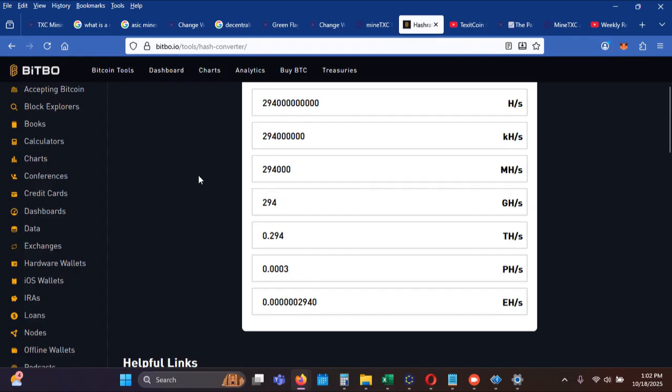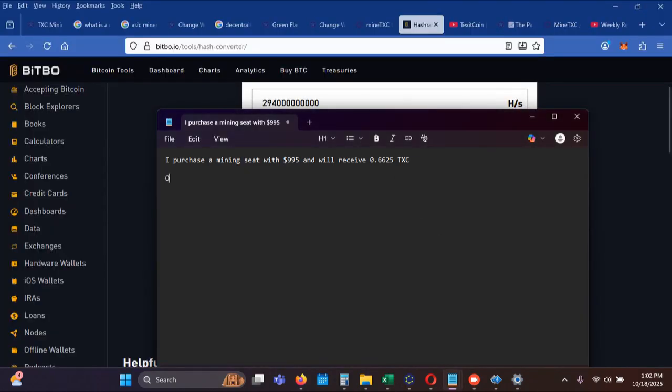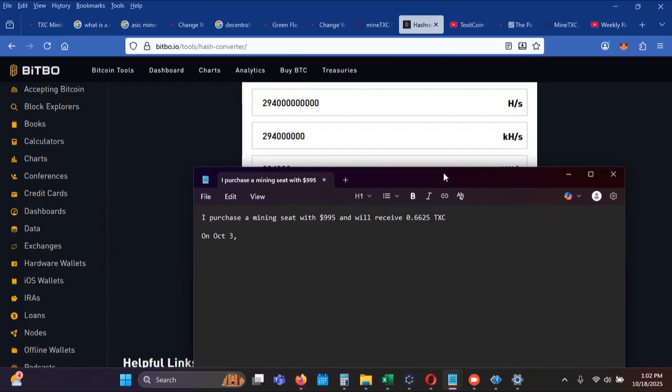Of course, you just could have multiplied it by 1,000, but I just wanted to bring up this calculator here just so you guys can see that the numbers aren't being fudged and be able to easily follow me on the math, okay? So that 294 gigahash is 294,000 mega hash, okay? So let's jot that down. On October the 3rd, total mega hash was 294,000.